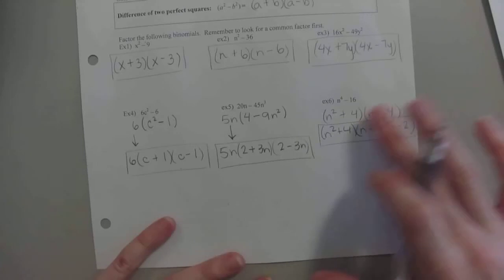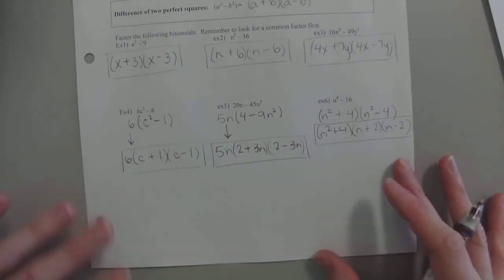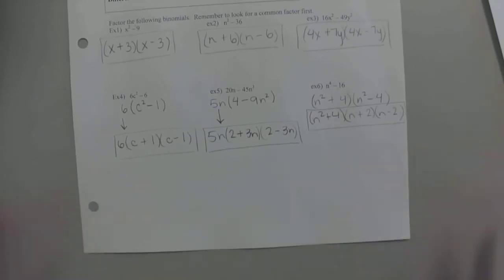Wait, where did the n squared plus 4 come from? There's an n plus 4 somewhere? Oh, never mind. I saw it. It's an n. Oh, yeah, sorry.